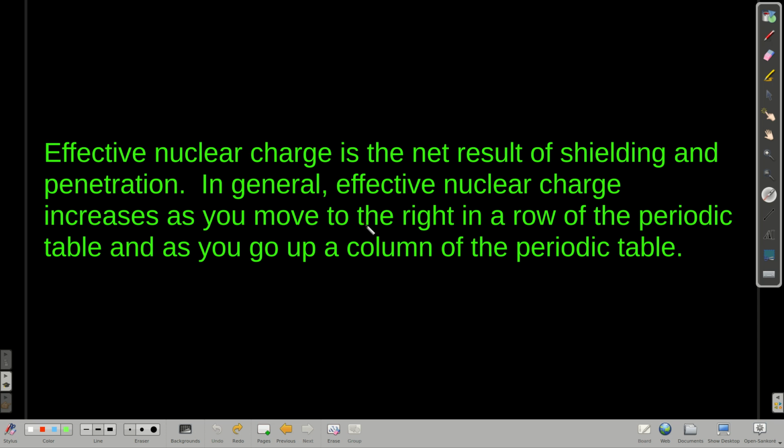And so, in general, the effective nuclear charge, which is the net result, the combination of shielding and penetration, all combined in that shielding constant, which, by the way, you'll never have to know what that number is. In general, effective nuclear charge increases as you go to the right in the periodic table and as you go up. It's a good thing to know. We're going to use the concept of effective nuclear charge shortly to explain some of the trends in the periodic table.